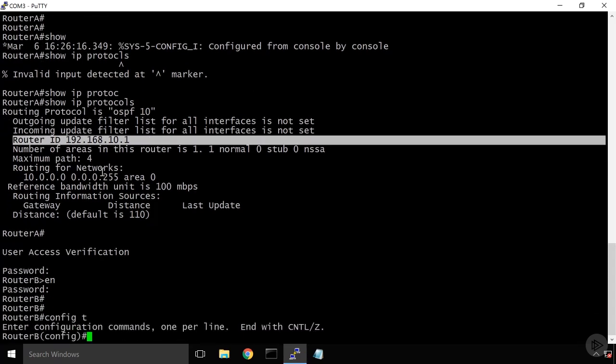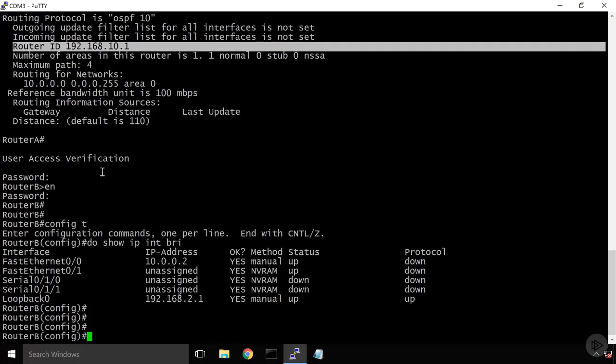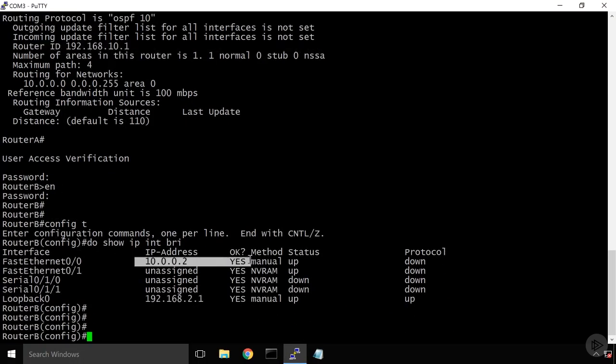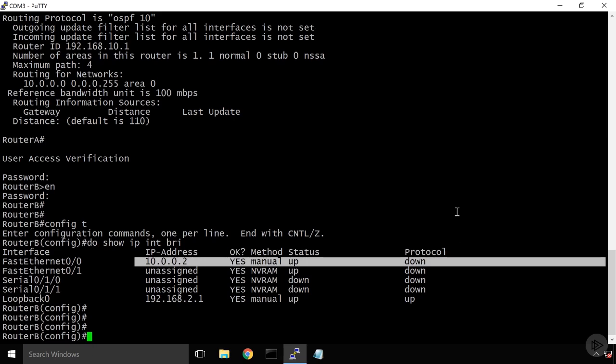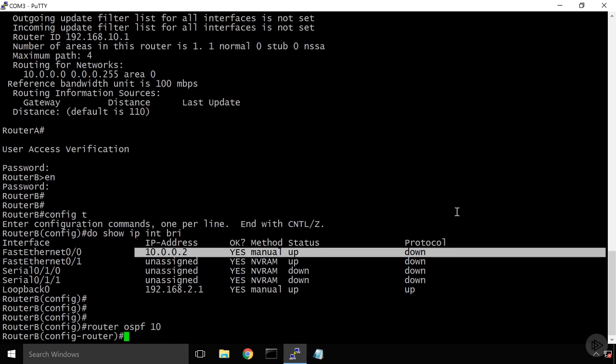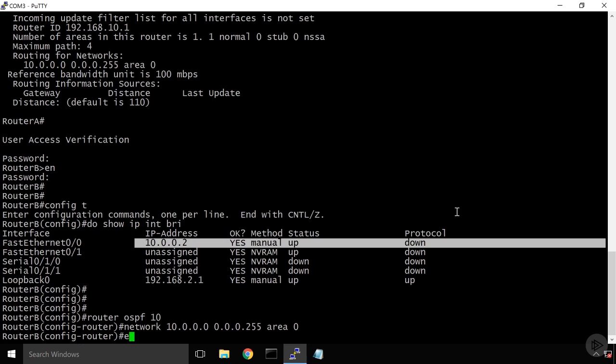So move into config mode. I'm going to do a show IP interface brief. Here we can see that I have F0/0 configured with 10.0.0.2, and again, that protocol is down because the switch port on the other end of that connection is currently down. We'll turn on OSPF, router OSPF 10. We'll advertise network 10.0.0.0 again with that 24-bit mask, and that's going to be in area 0.